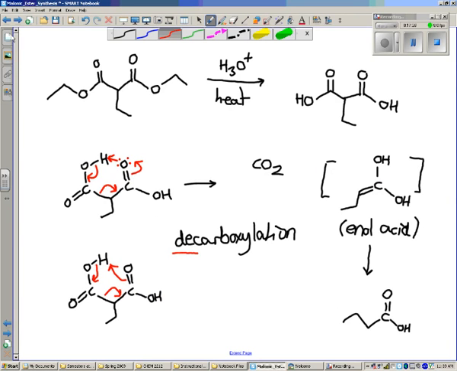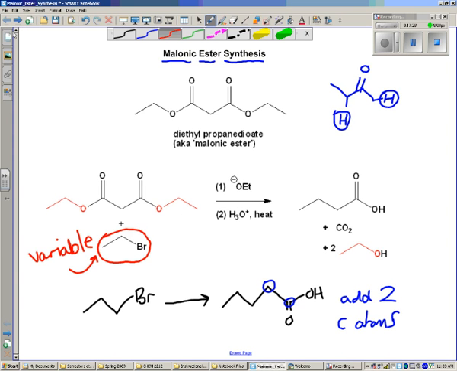All right. So overall, the malonic ester synthesis allows you to go from malonic ester and an alkyl halide with N carbons to a carboxylic acid with N plus 2 carbons. And that's it.